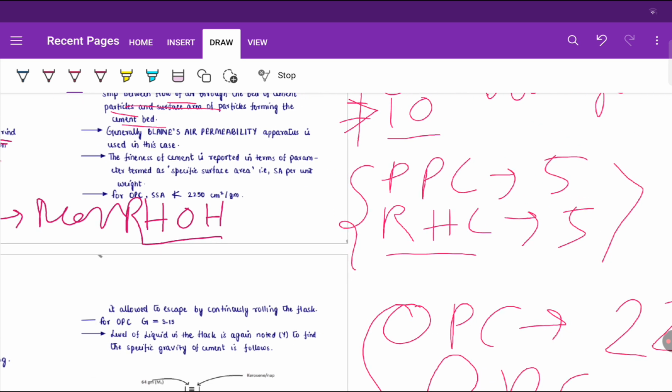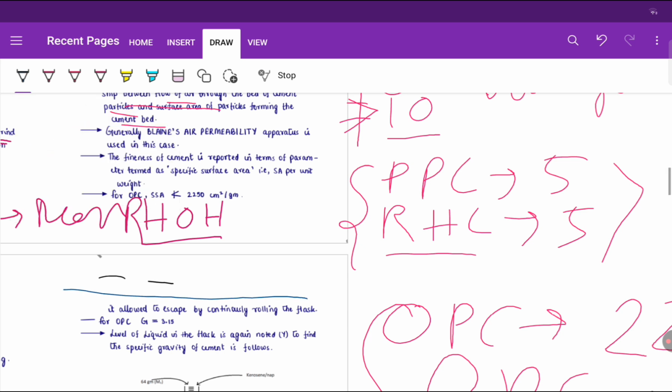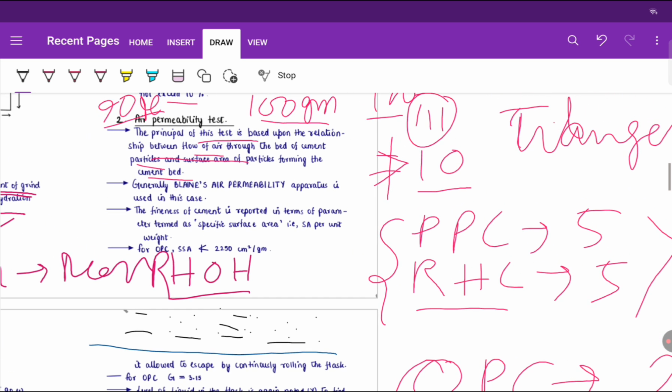So suppose these are cement particles, right? These are cement particles taken under test, right? There is some arrangement through which air is allowed to flow through the cement. So how much air is flowed through the cement particles, and how much surface area is covered by these cement particles.